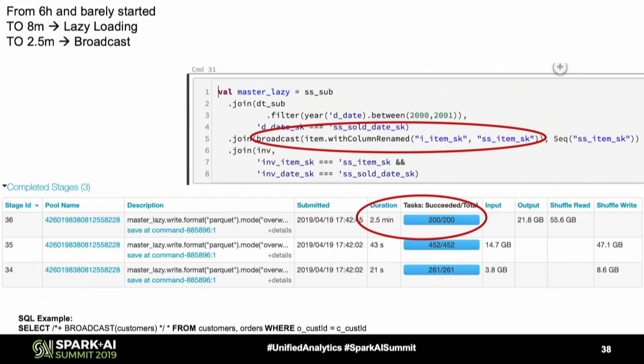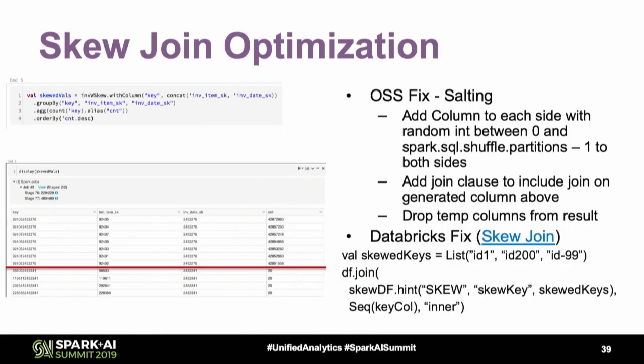I just added the broadcast in there, and I don't even have it with the 480. I just went back to the default 200 shuffle partitions. But now instead of 6 hours or 60 minutes or 10 minutes, we're down to 2.5. So add a broadcast, proper partition pruning, and we're down to 2.5 minutes.